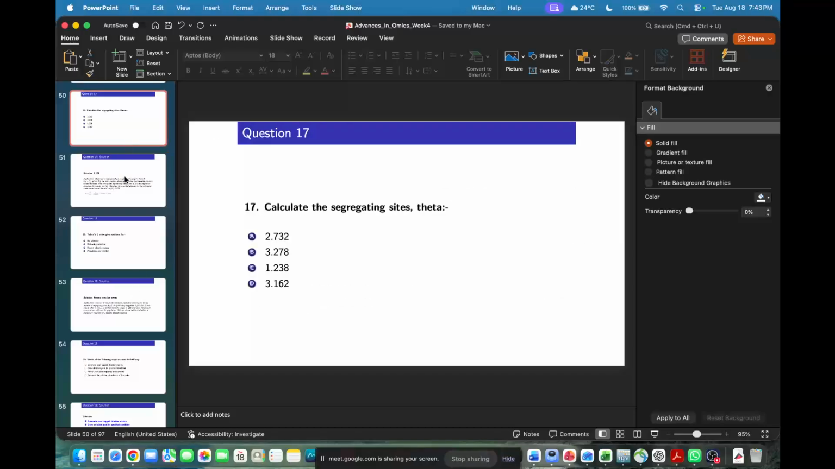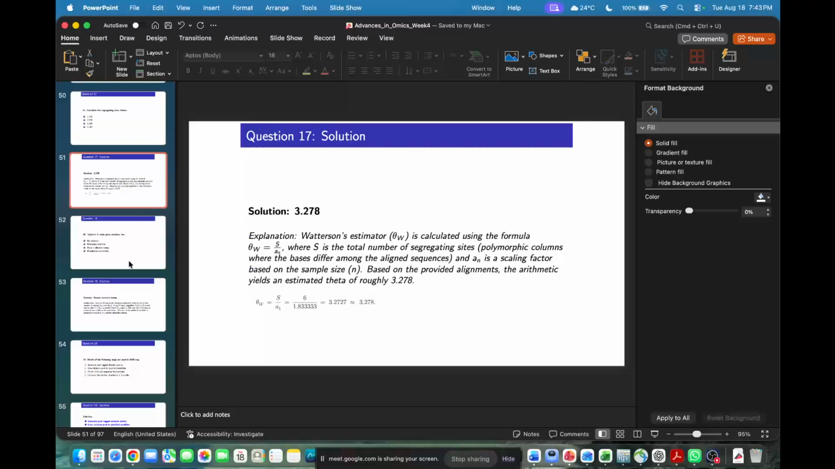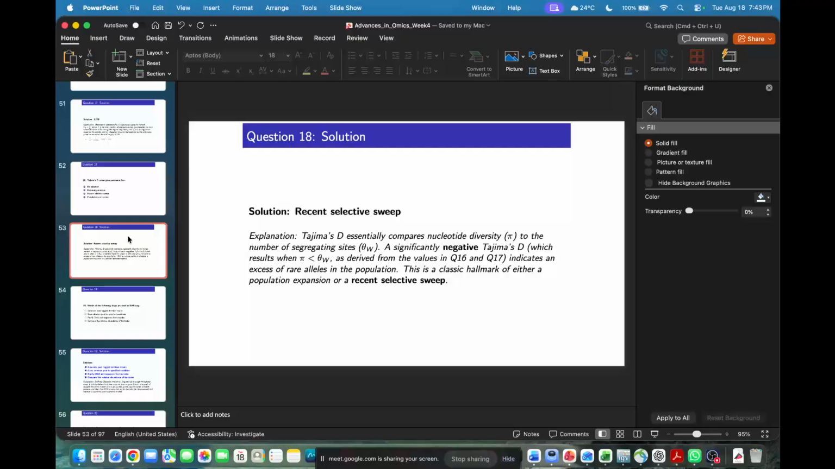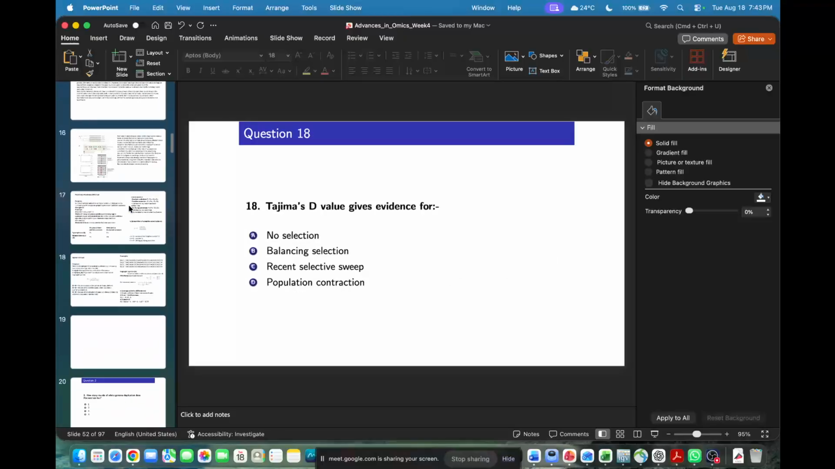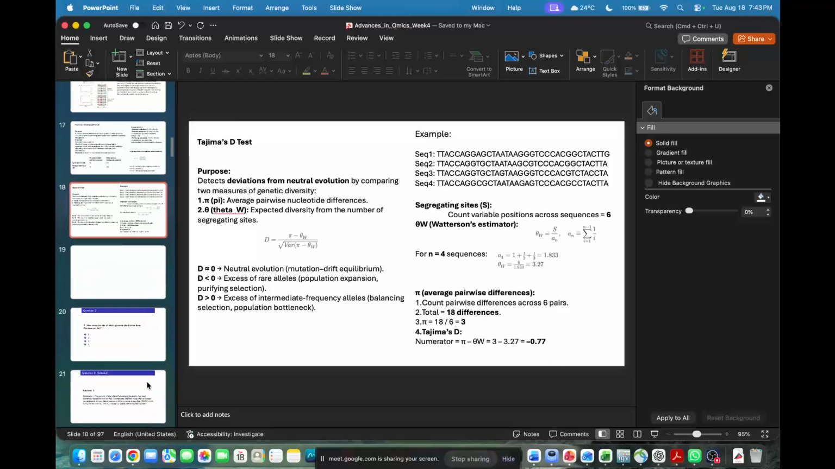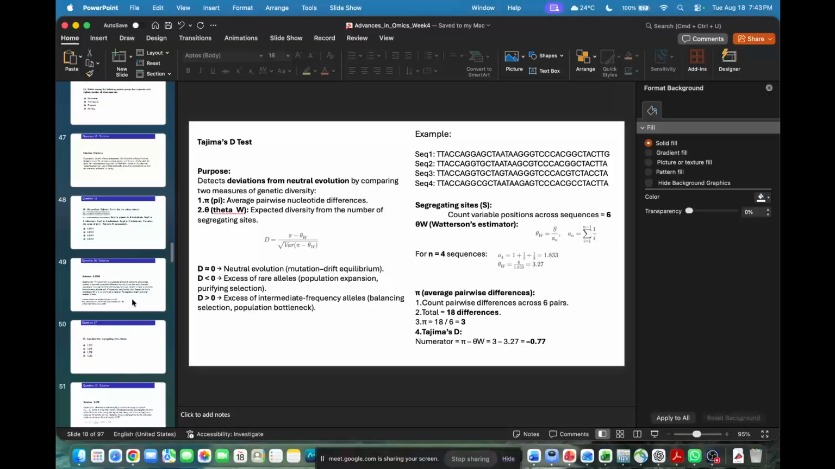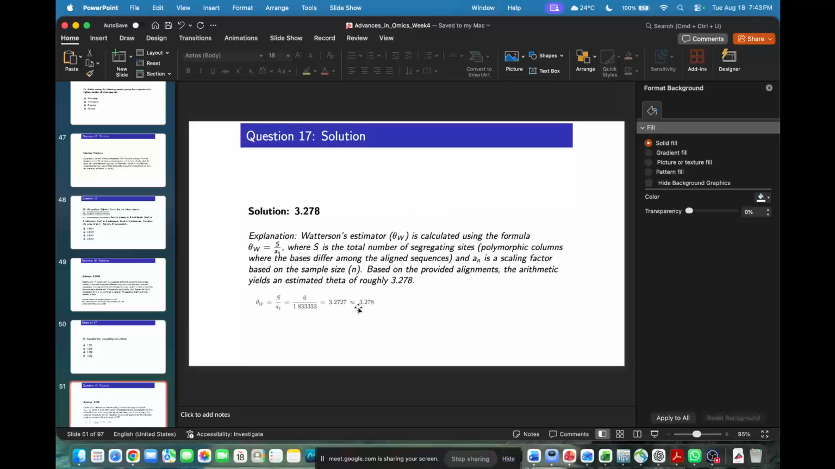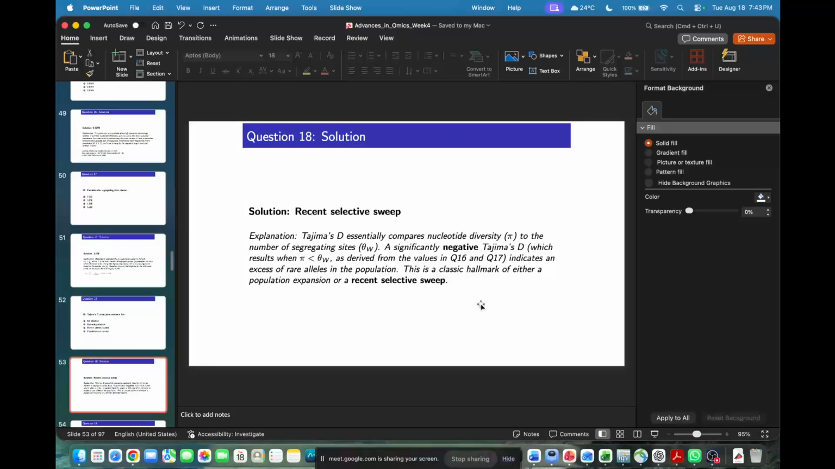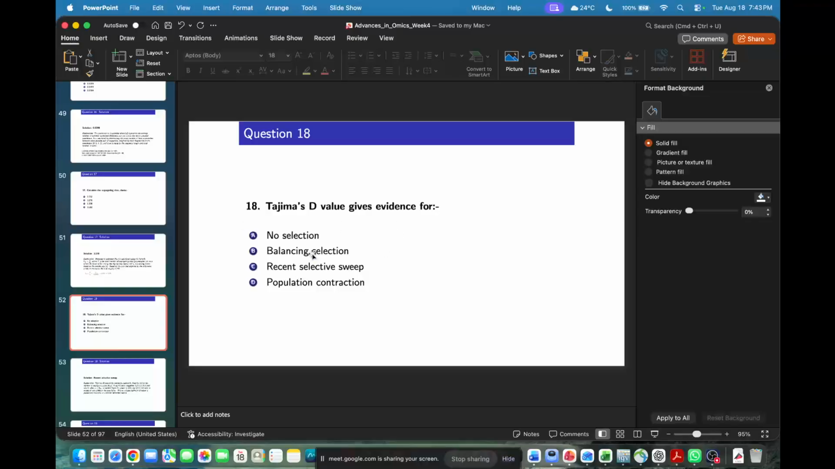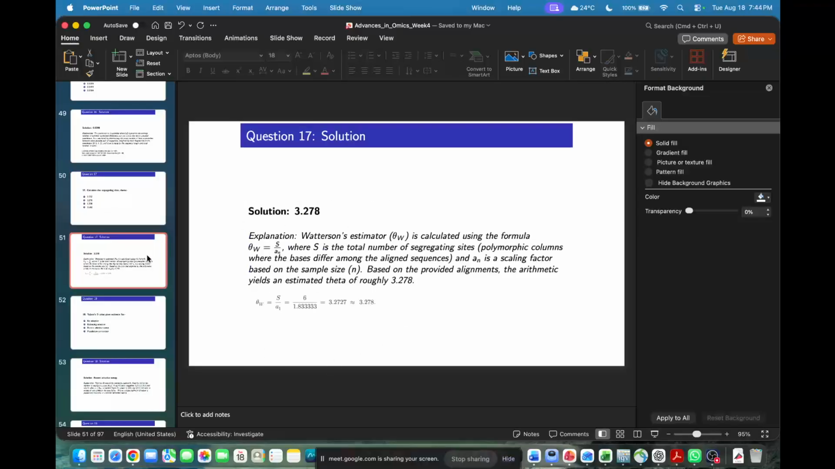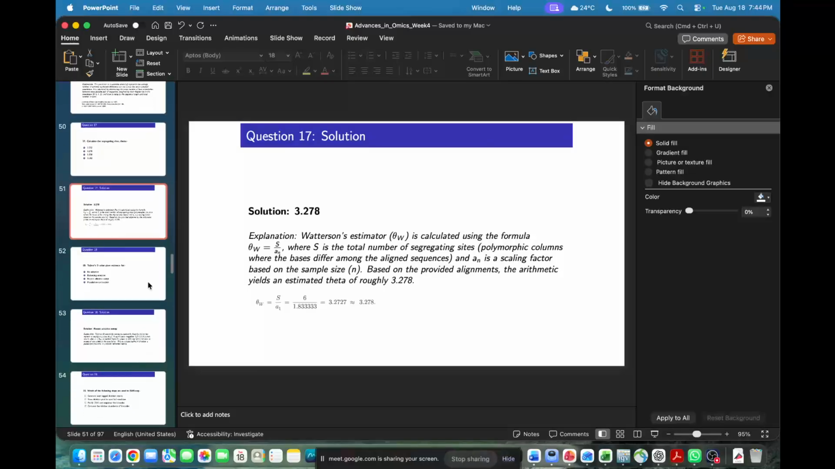Yeah, so the answer here would be 3.278, 3.3. I think we got it there. Tajima's D is negative 0.77, so it is not negative selection that is happening. So the answer to this would be C, and the answer to this would be 3.278, which we calculated earlier as well. So it's the same question. I'm not going to repeat. Okay.